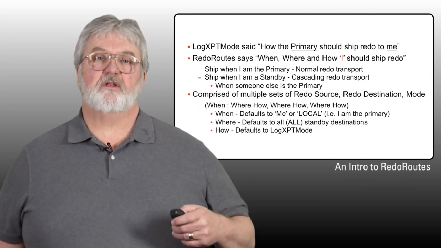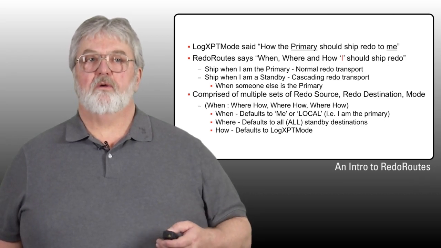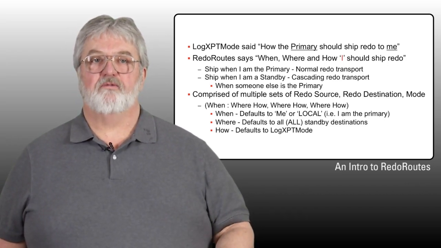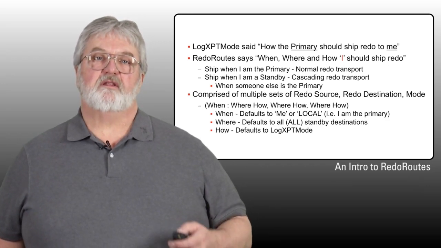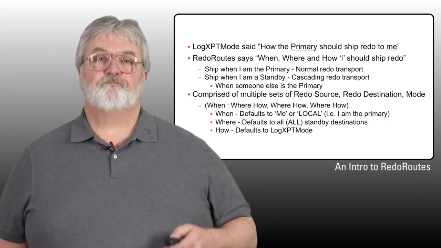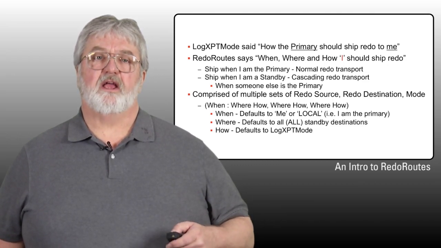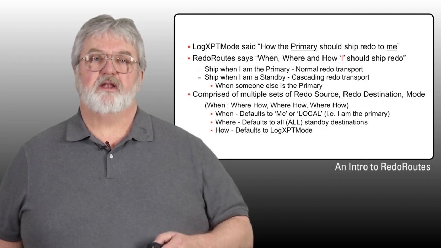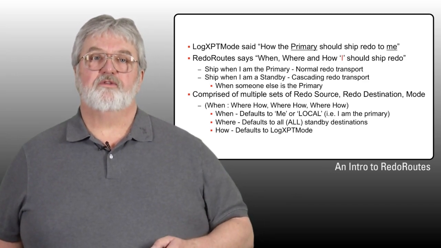Redo routes takes this to a whole new level. Now it says where, when, and how I, whoever the redo routes property belongs to, should actually ship redo. And this means that now I can not only configure my production database to ship to the various standbys, but I can configure standby databases to also forward that redo depending on who is actually the primary.